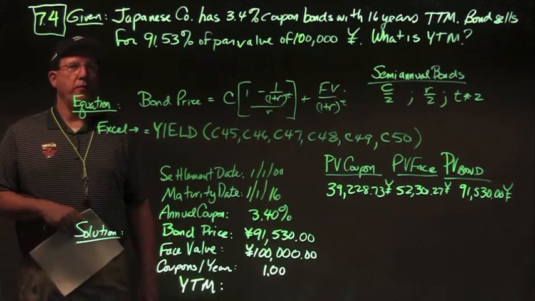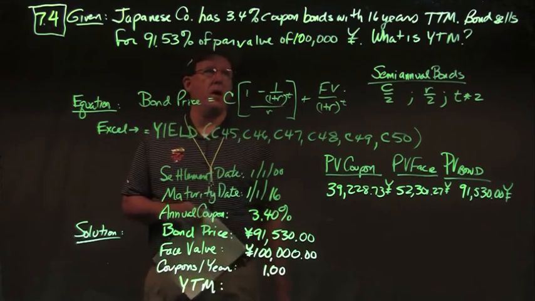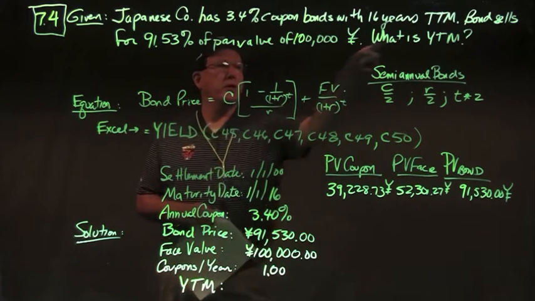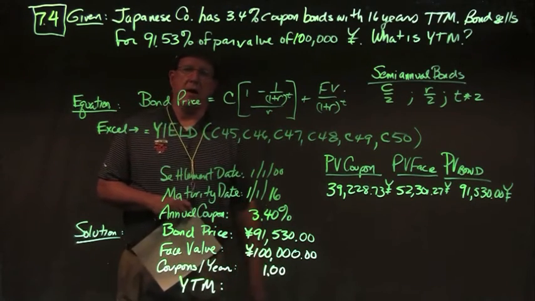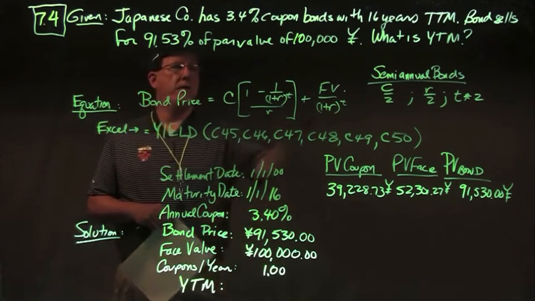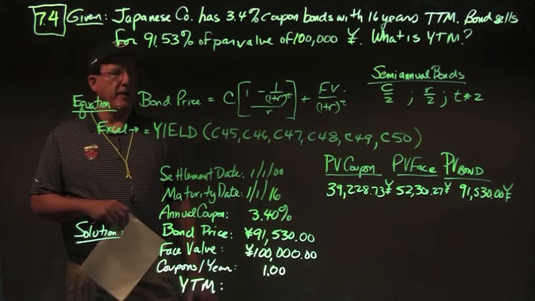In problem 7.4, we have a Japanese company with a 3.4% coupon bond with 16 years time to maturity. The bond sells for 91.53, about 91.5% of par of 100,000 yen. What is the YTM? So again, we can attack this two ways.